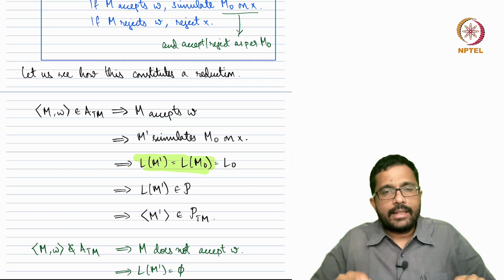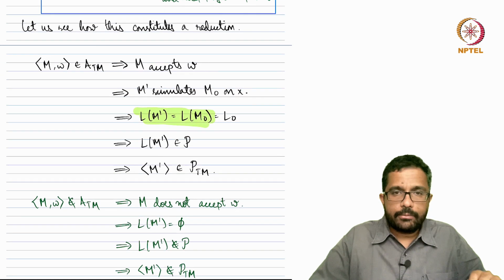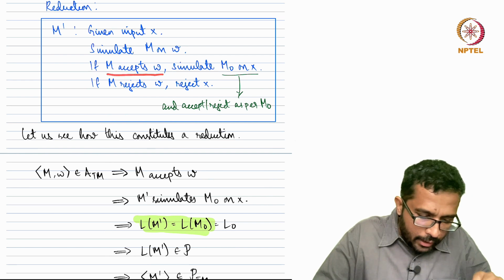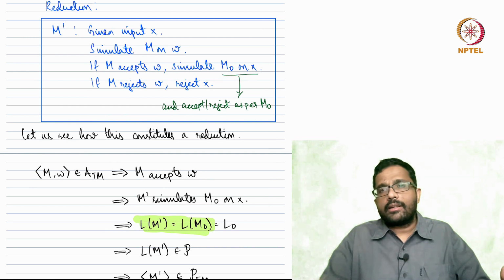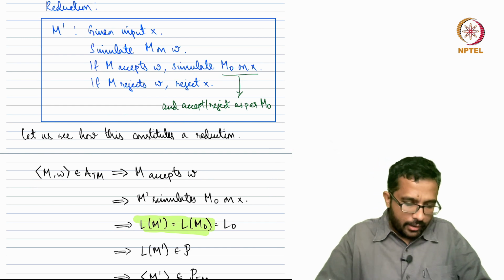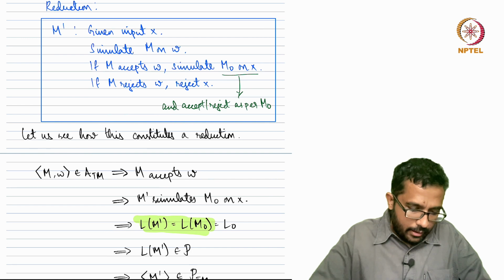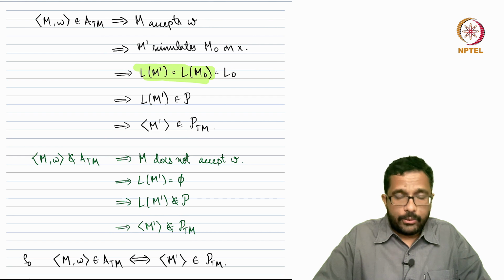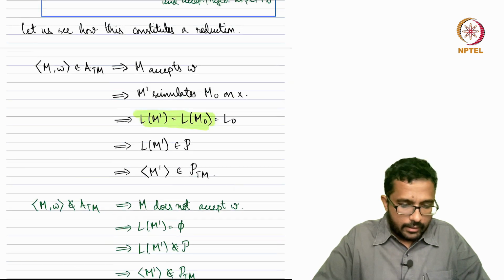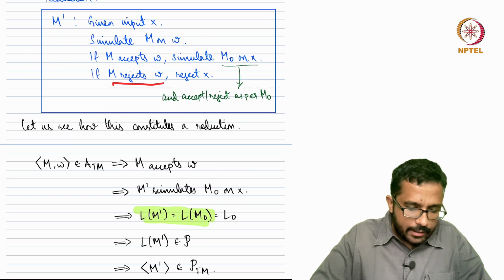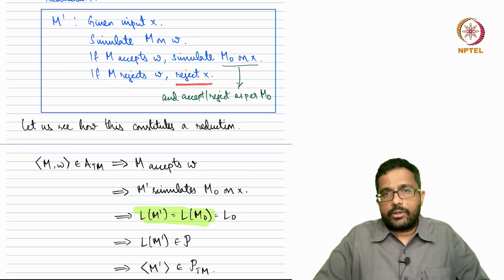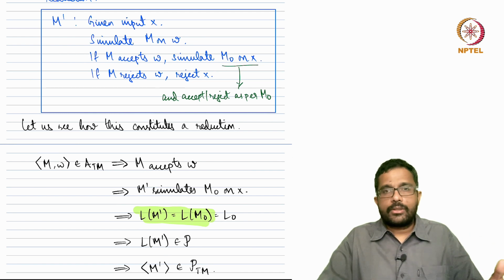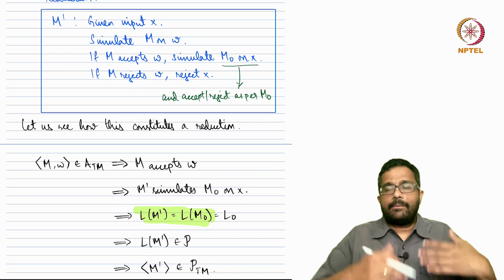Now we also want to see that a no instance of ATM maps to a no instance of PTM. In the case of a yes instance, if M accepts W, M prime becomes a mirror of M0. But what happens if it's a no instance? Suppose M does not accept W. It could reject, or it could loop. If M rejects W, M prime simply rejects the input. Whatever the input, it doesn't matter, M prime is going to reject it. And if M loops on W, then M prime doesn't even get to do anything.